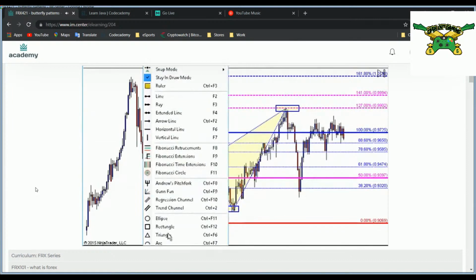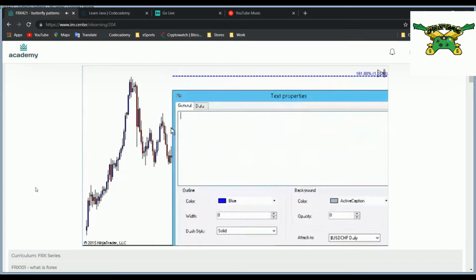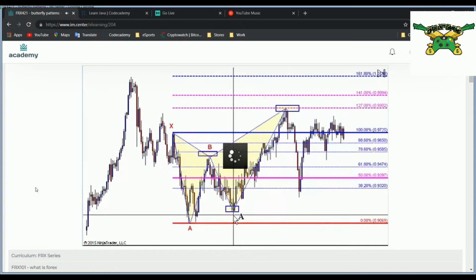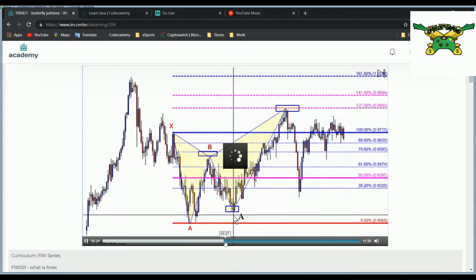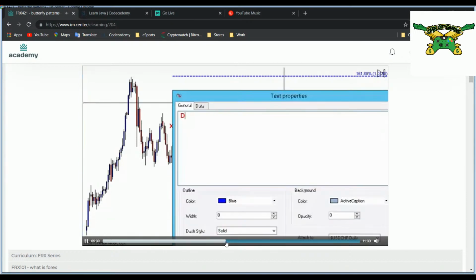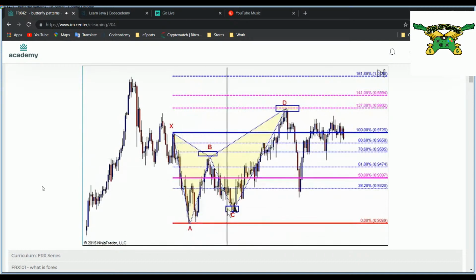And if we put the labels in there, here's your X, A, B, C. This creates the butterfly pattern.